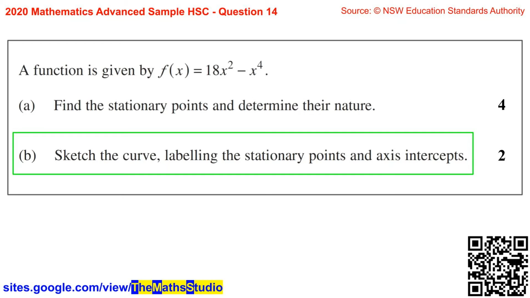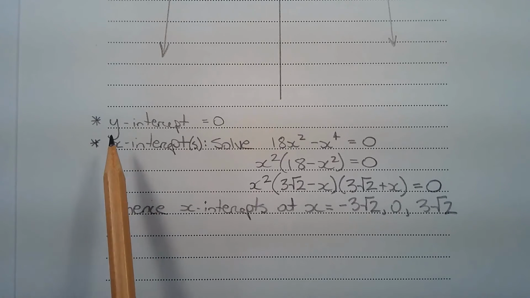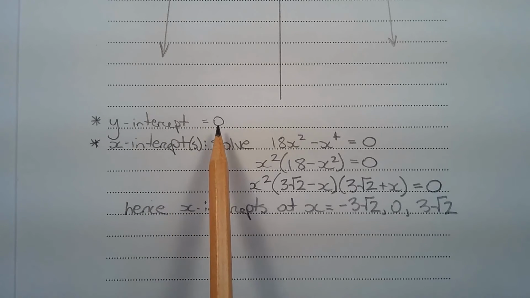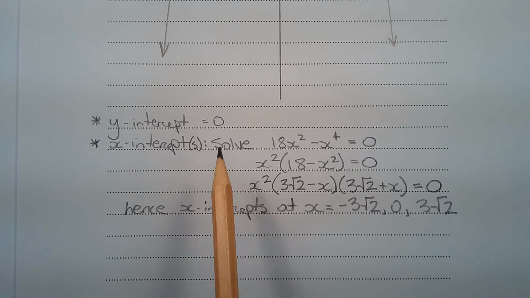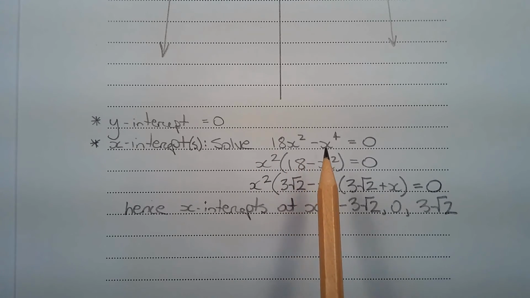Part B. Sketch the curve, labelling the stationary points and axis intercepts. Firstly, the y-intercept equals 0, as this corresponds to the y-coordinate of the stationary point that we found in Part A. To find the x-intercepts, we need to solve the equation f of x equals 0. That is, 18x² minus x to the power of 4 equals 0.